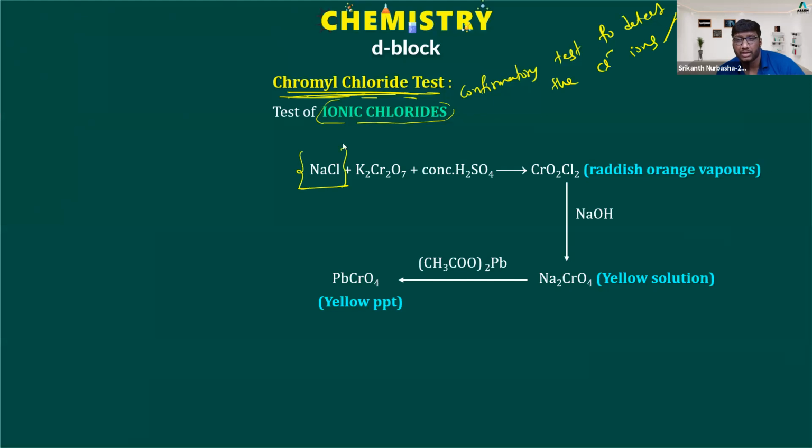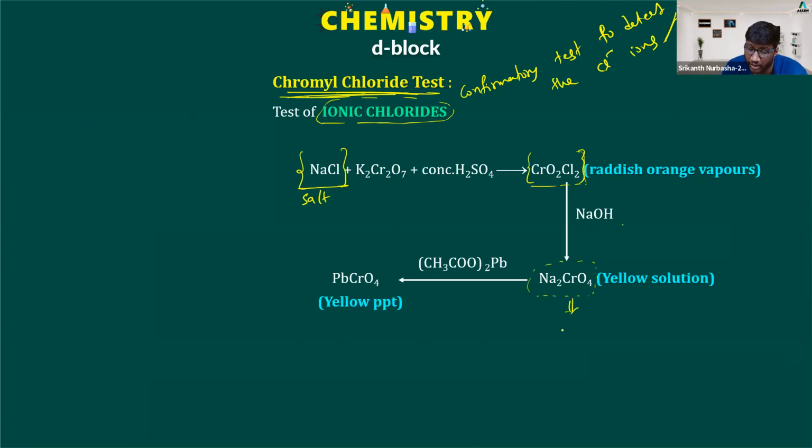This is a salt. A salt which contains chloride ion is treated with K2Cr2O7 in the presence of acid medium like H2SO4. You get CrO2Cl2, which has reddish orange vapors. These CrO2Cl2 are nothing but your reddish orange vapors. When CrO2Cl2 is treated further with NaOH, you generate Na2CrO4.